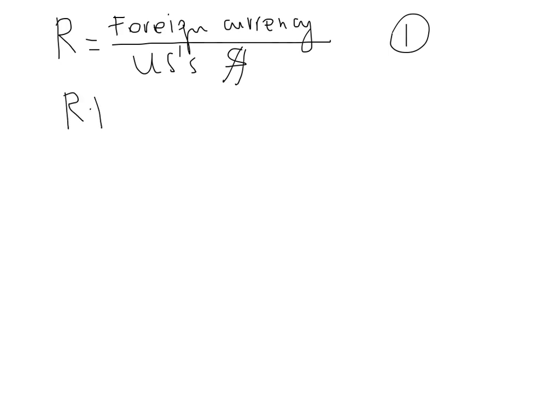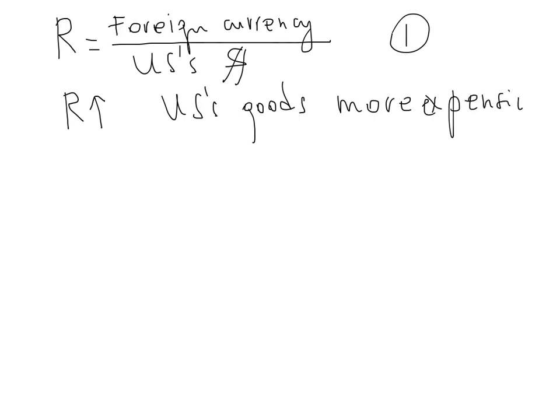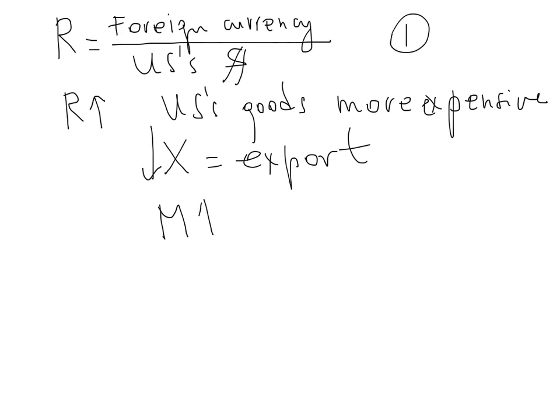When R goes up, we say that R appreciates, which means that the dollar is stronger, and because of that, US goods are more expensive relative to foreign goods. If US goods are more expensive, then exports are going to go down because we export less. Our goods are more expensive. And imports are going to go up. We import more from other countries.